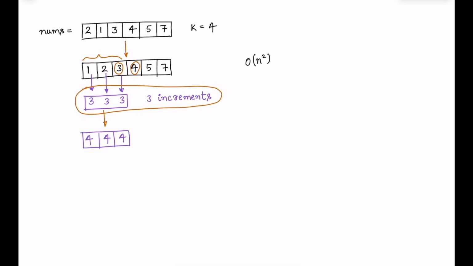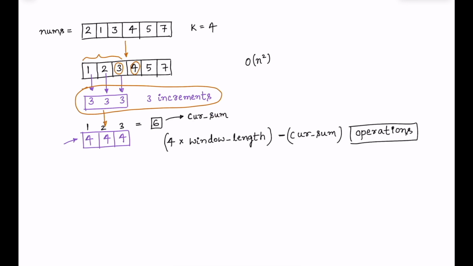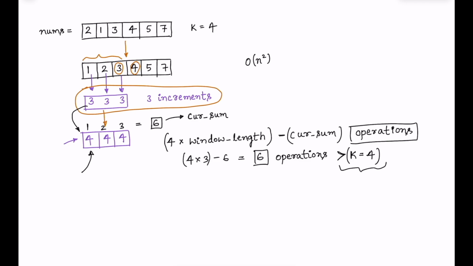So how many operations do we need to make this a window of 4s? The sum of elements in this window is 6. To make them all 4s, we need at least these many operations, which in this case is 6, and that is clearly more than the allowed number of operations. So there is no way we can convert this window into a window of 4s, which means we have to reduce the window size. So we get rid of elements from the left side of the window because they are the farthest from the current integer 4.